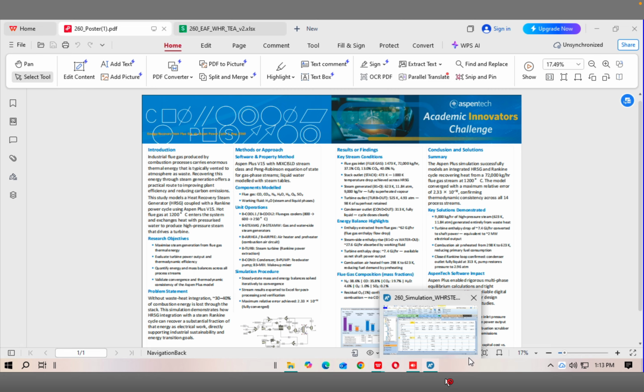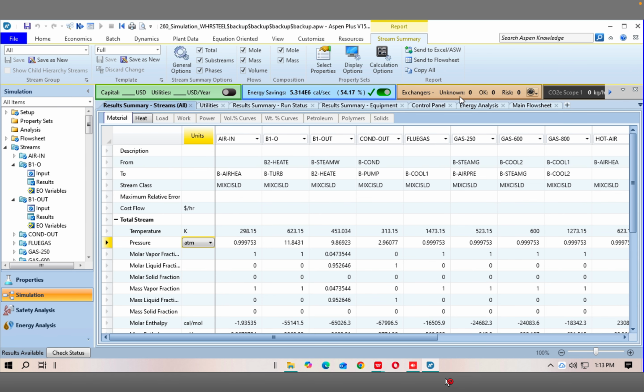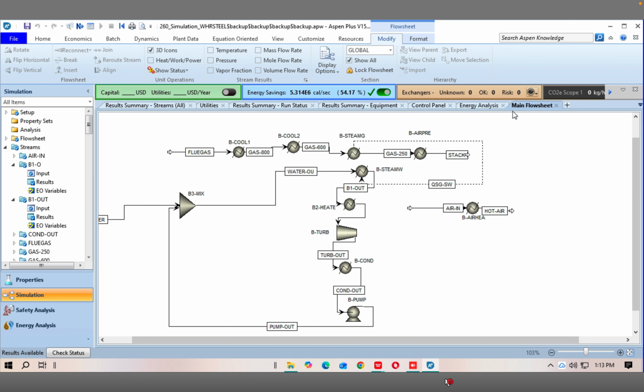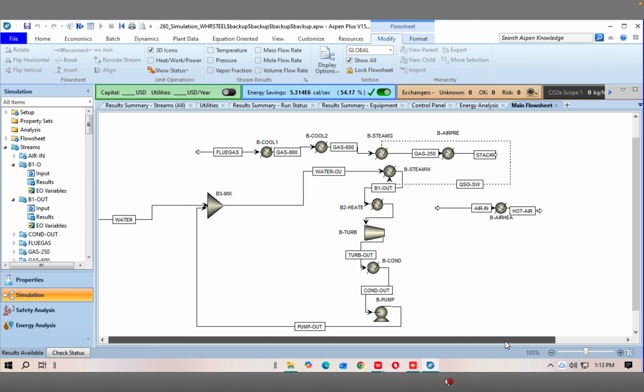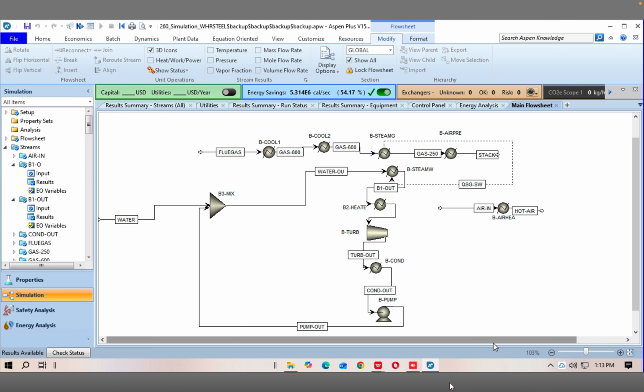For the methodology part, I will show you the main flow sheet. Here is our complete 10 block flow sheet simulated in Aspen Plus version 15. Flue gas enters at 1200 degrees Celsius and 72,000 kilograms per hour. It first passes through B cool 1, cooling to 1000 degrees, then through B cool 2 down to 327 degrees Celsius, and B steam G then cools it further to 250 degrees Celsius.